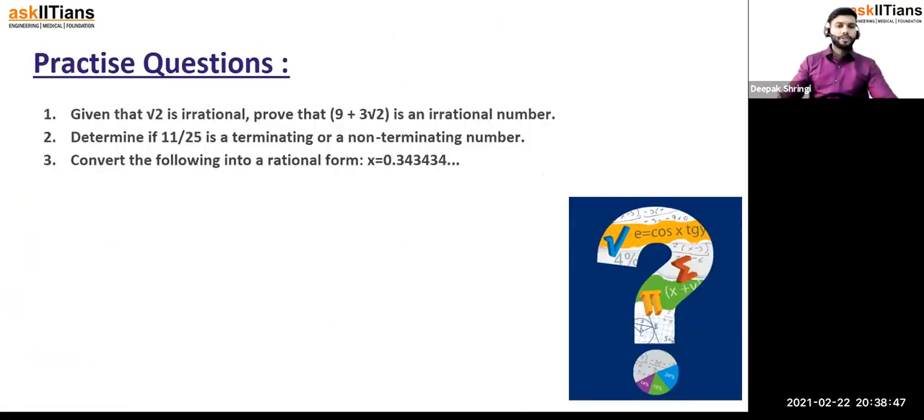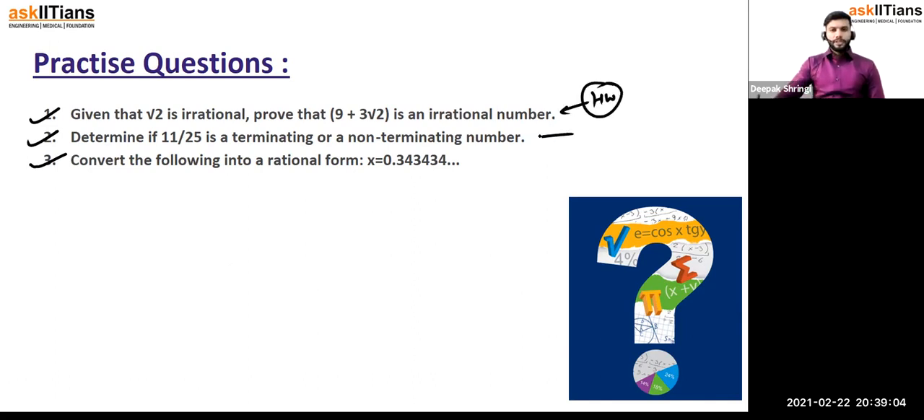So guys, now these are homework questions: prove that root 2 is irrational, determine if 11 by 25 is terminating or non-terminating, and convert the following into a rational form. So quickly let's do those questions. The first one we have done the same. This one is your homework.